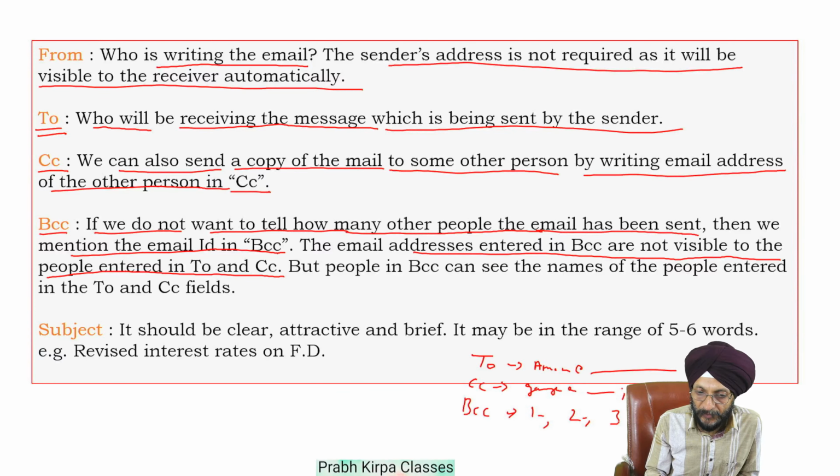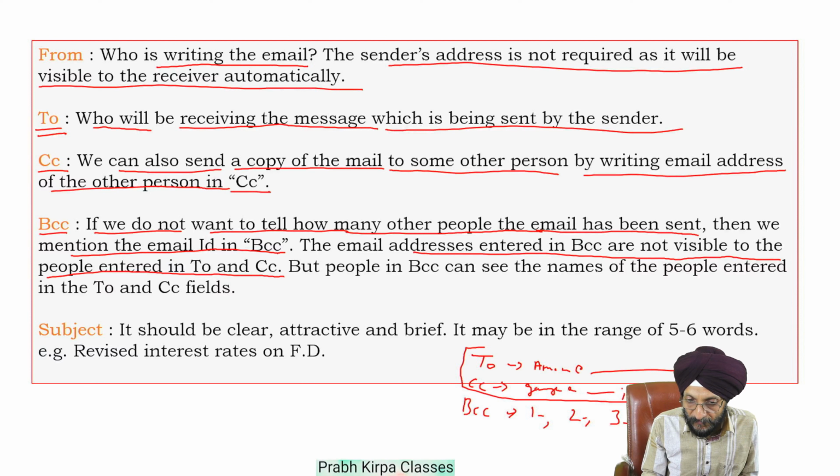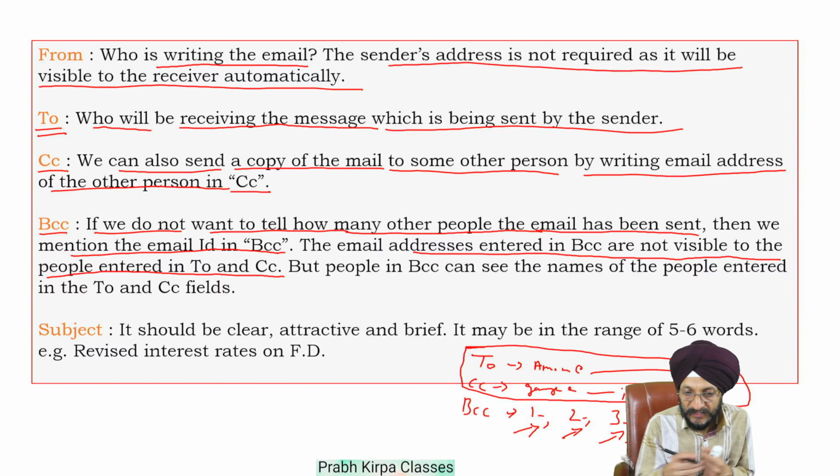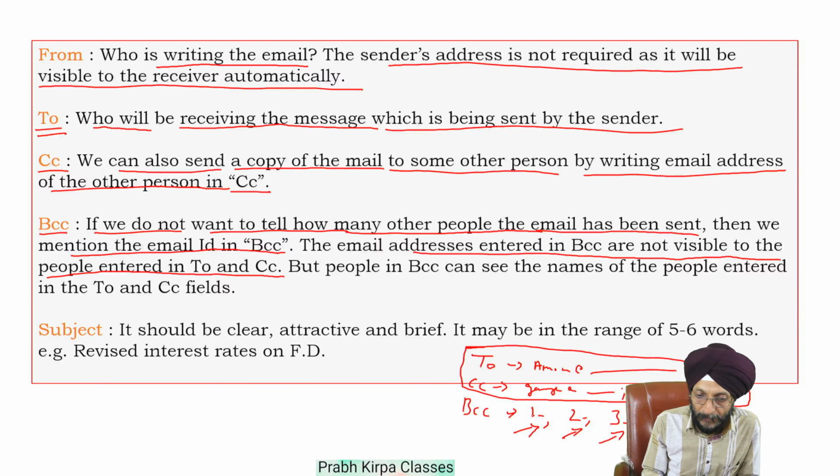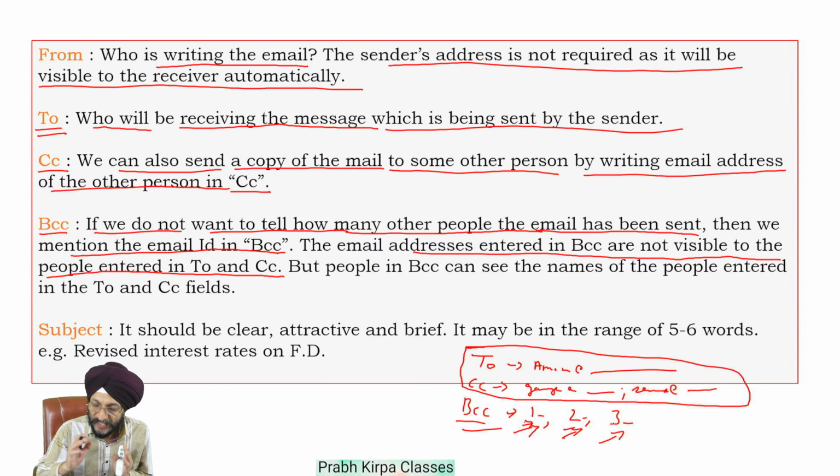@Gmail, Yahoo Mail, Rediff Mail, then the persons mentioned here, these 3 persons, will not come to know that this email has been sent to 3 other persons, namely 1, 2 and 3. However, the persons mentioned in BCC, that is person number 1, person number 2, person number 3, will come to know that this email has been sent to Aman, Ganga and Sima.